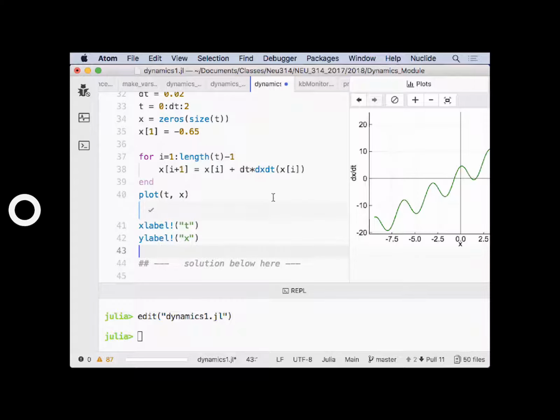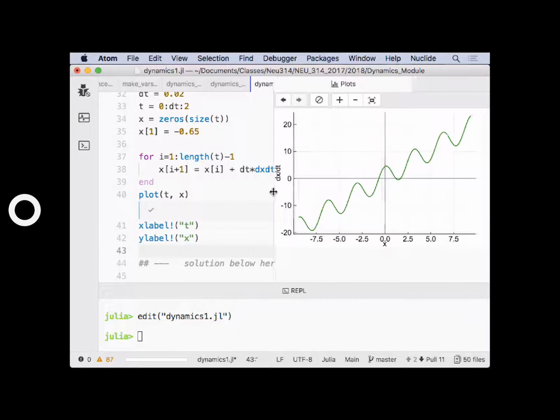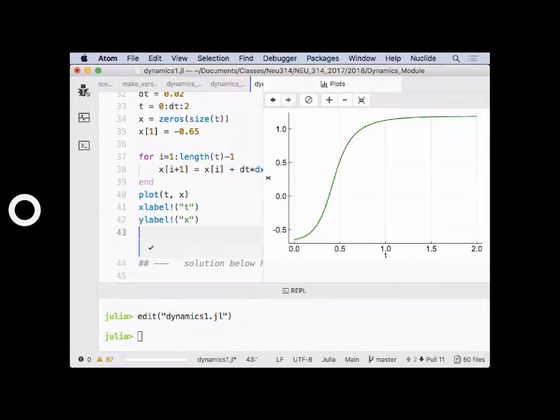All right, let's see if we can do that. And let me bring this back so you can see it. So that's what x looks like as a function of t. A completely different function, right? The axes are different. The other one was dx by dt as a function of x. This one is x as a function of t. And you can completely see what the trajectory of x is as a function of time.